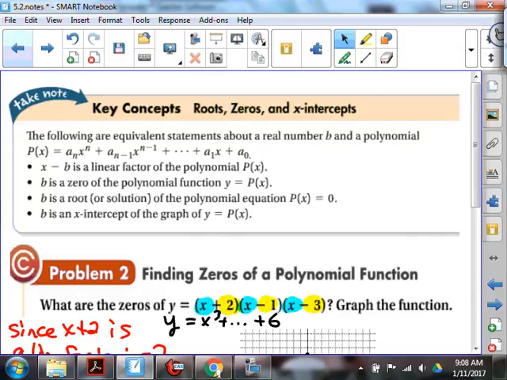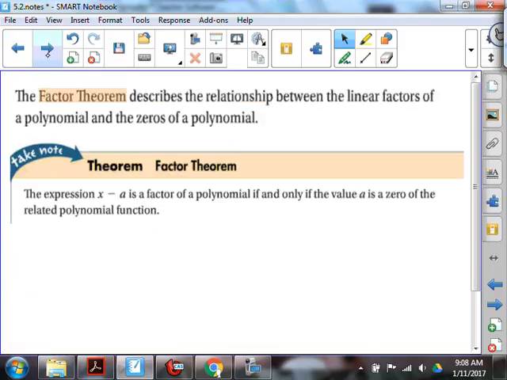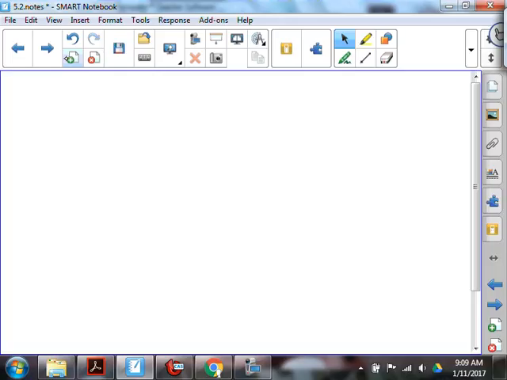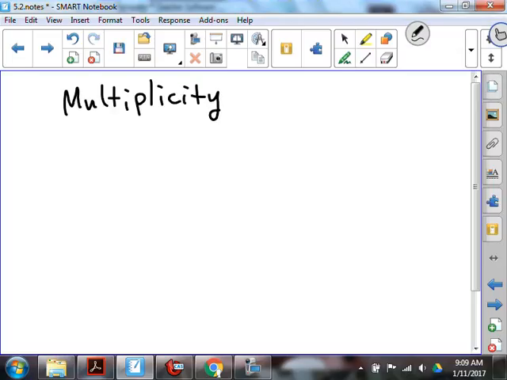Okay, so let's talk now about this. This is kind of cool. Multiplicity. It's kind of a weird word. There are some words that come up in math class that you've probably never heard of. With respect to polynomials, multiplicity is simply repeated zeros.